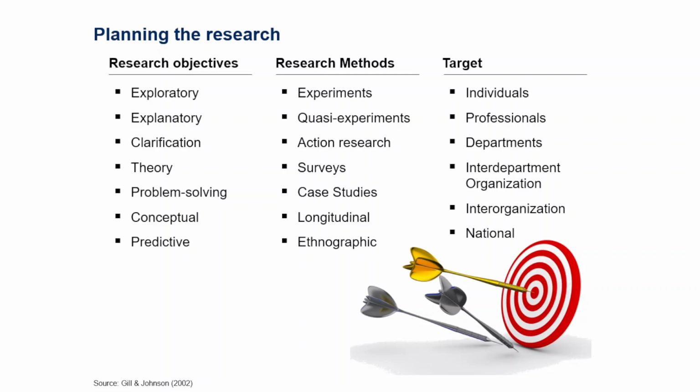And then we have to identify what is the research target. So what are we actually researching? Are we researching individuals or management professionals? Are we researching departments or an organization that consists of several departments? Or are we researching a whole sector and relationships between organizations? Or are we conducting research even on a national basis? So first, research objective, then the research method, and then the target. And that helps us plan our research.